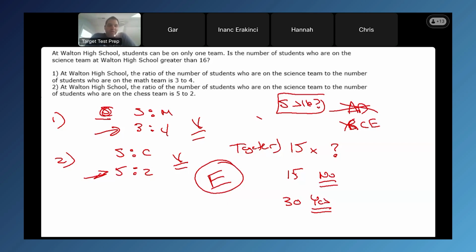Yes, coordinate geometry does show up on the GMAT. It does. People have seen it, so it exists. I know there's not a lot of it in the OG, so it seems like it doesn't, but it does.